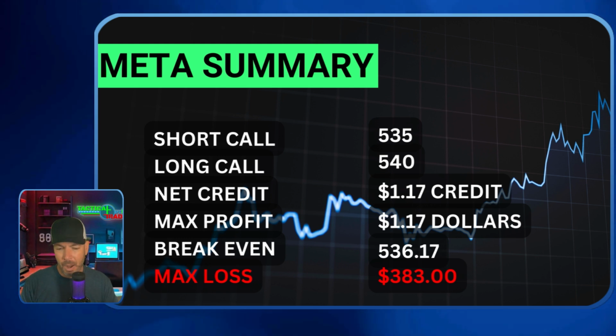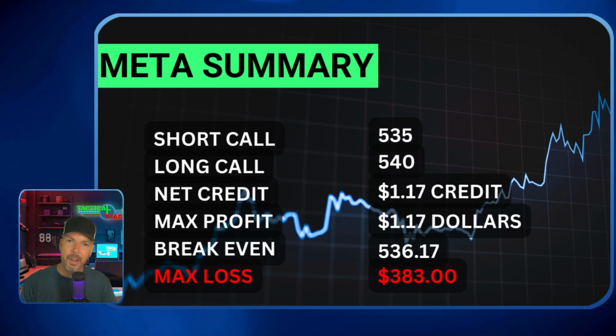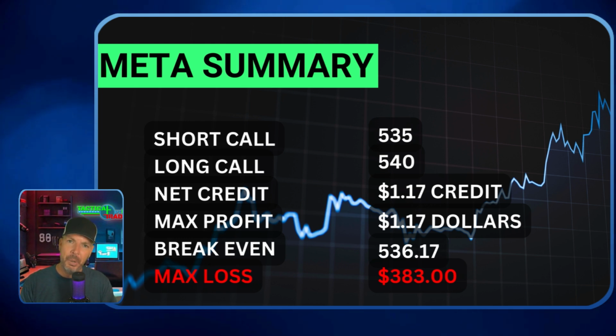So a maximum profit, of course, is only going to be what you were able to receive in credit, which is 117, with a break-even point of 536.17. So the maximum loss in this trade would be $383 if at expiration the stock were above that 540 call.